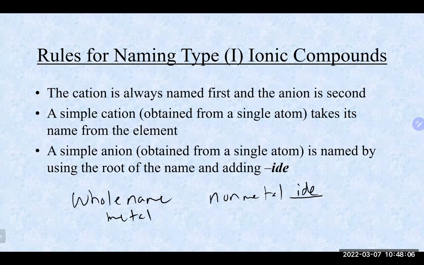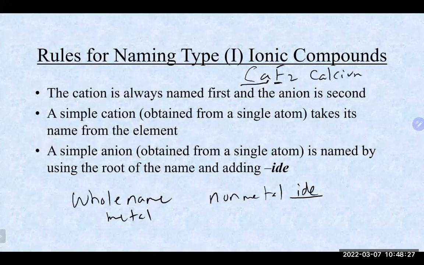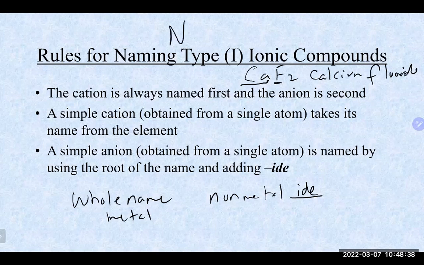Like, for example, the one that we just had up a second ago, CaF2. Once I look at this as calcium, which is a metal, this is fluorine, which is a non-metal. When I look at calcium, I know it is a member of group 2, which means it has a fixed charge. That's all I need. At that point, I go with the whole name of the metal, which is calcium. The fluorine ends up with the IDE at the end of it, and it becomes calcium fluoride.